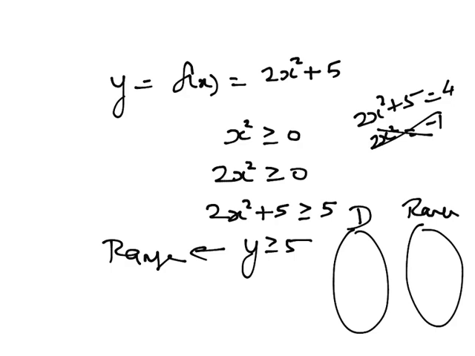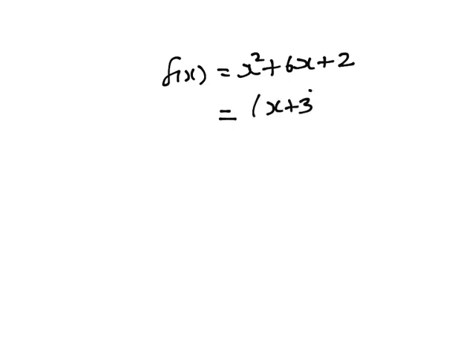Okay. What if you get a quadratic expression with the next term? Let's say f of x equal to x squared plus 6x plus 2, for example. Now, how do I find the range of this quadratic function? You should watch another video that I prepared on quadratic functions. The title is Completing the Square. Please watch the video. Now you can write x squared plus 6x plus 2 as (x plus 3) squared minus 7.